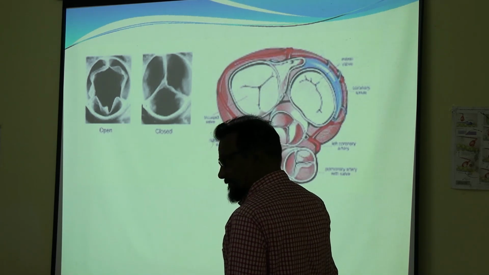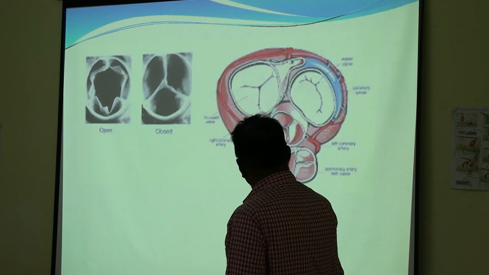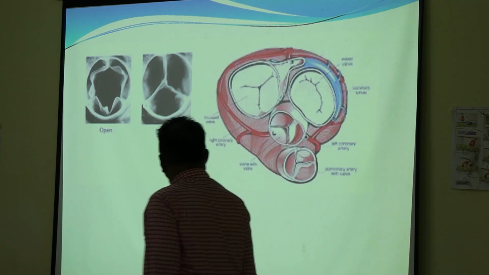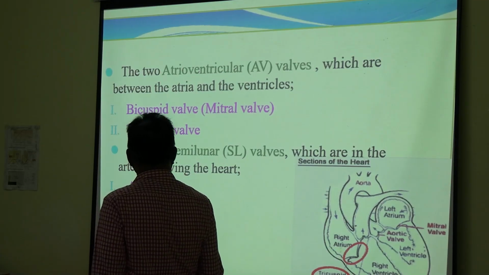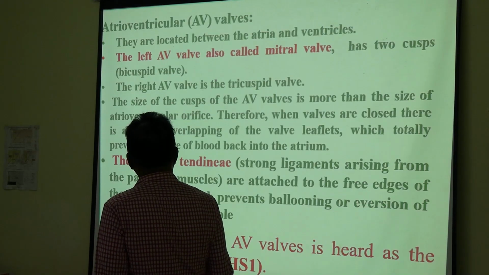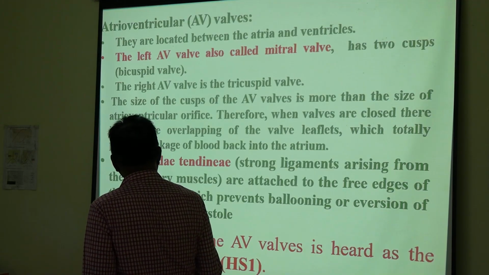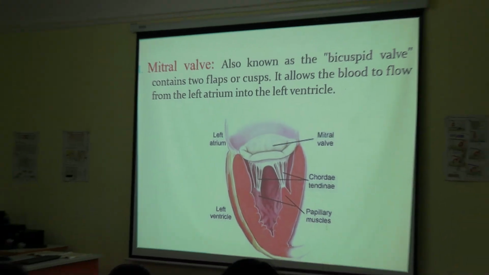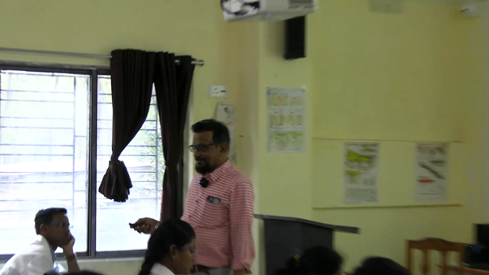These two are the outlets of the two ventricles. So it is the outlet of the left ventricle, it is the outlet of the right ventricle. Always try to remember. The second heart sound is caused by closure of the aortic valve and pulmonary valve.